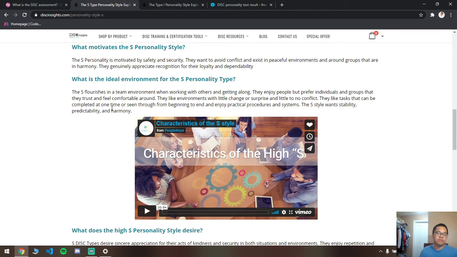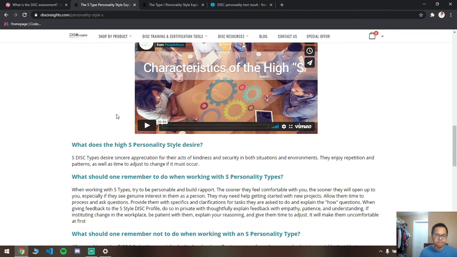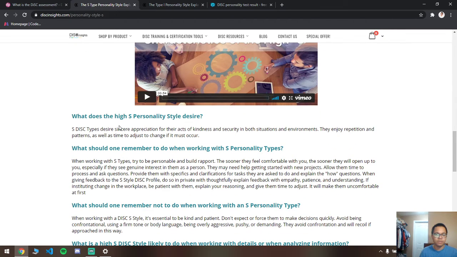The S wants stability, predictability, and harmony. Okay. What does the high S personality style desire? The S types desire sincere appreciation for acts of kindness and security in both situations and environments. They enjoy repetition and patterns, as well as time to adjust to change if it must occur.